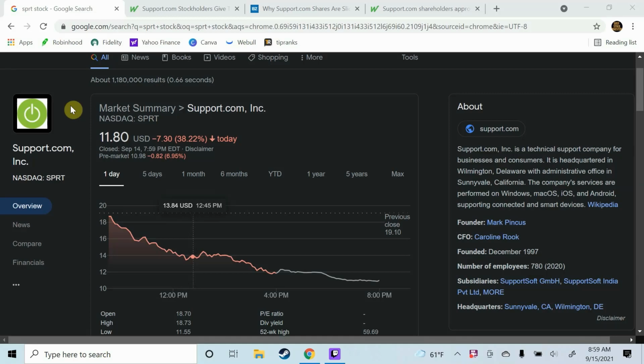In today's video, we're going to be talking about support.com stock, ticker symbol SPRT. Now, support.com stock is down over 40% over the past week. It has seen a major run up and now a major crash down. So if you're interested in support.com stock, what do you do? Is it time to take profits or cut some losses? Is it time to load up on support.com stock in hopes for a short squeeze play? I will try to answer these questions and more in today's video.